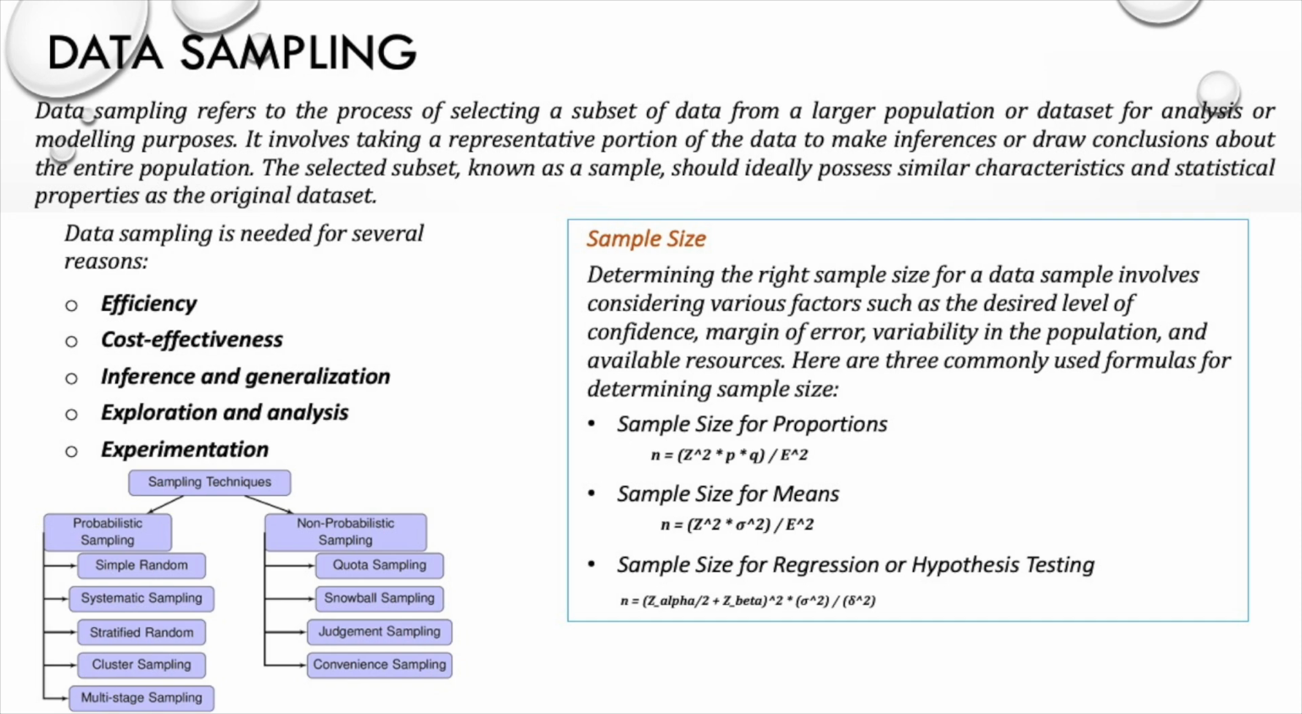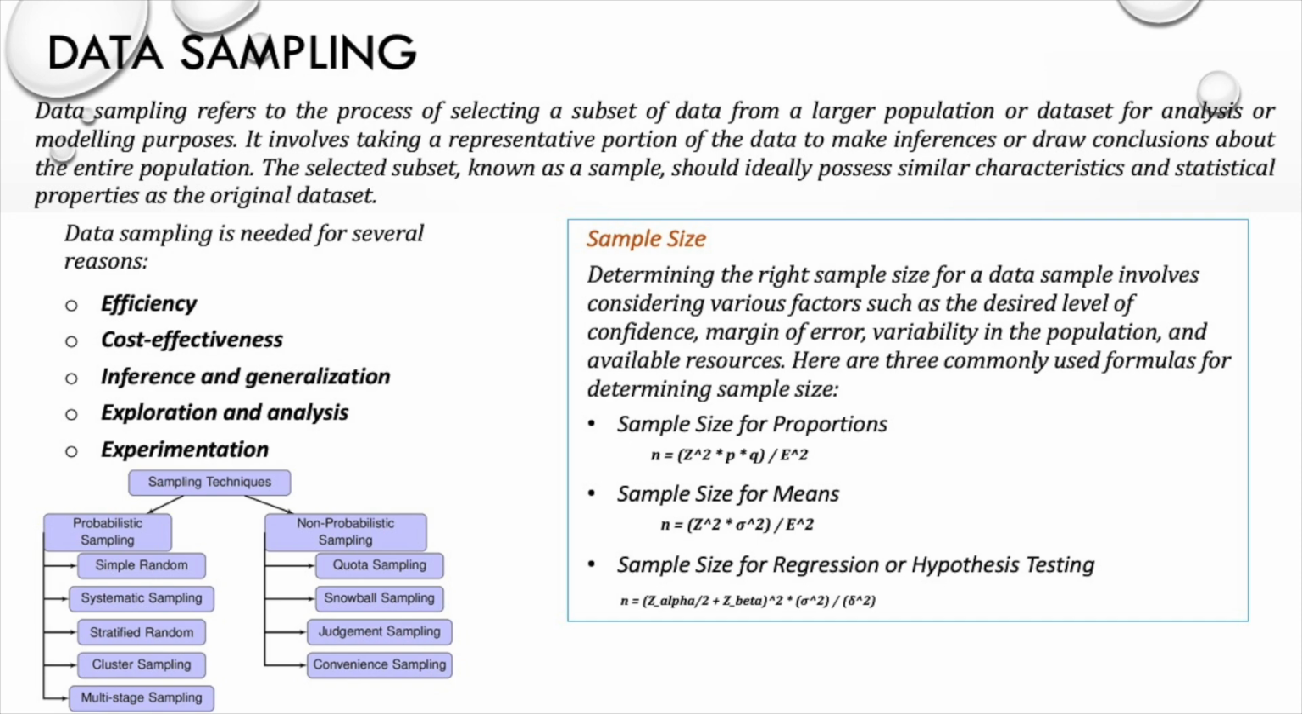Sample size for proportions. The formula to calculate the sample size needed for estimating proportions is n = z² * p * q / e², where n is the sample size needed, z is the z-score corresponding to the desired confidence level, e.g., 1.96 for 95% confidence level. p is the estimated proportion or expected prevalence in the population. q is the complement of p, 1 minus p. e is the margin of error or acceptable level of sampling error. This formula provides an estimate of the sample size required to estimate a population proportion with a specific level of confidence and margin of error.